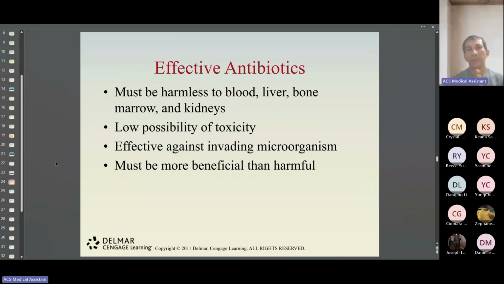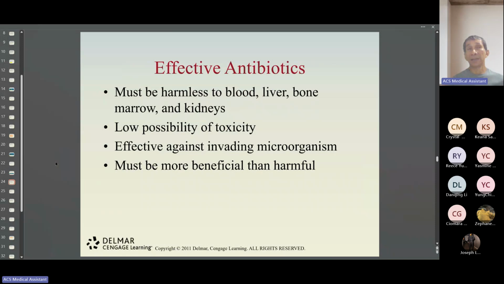Effective antibiotics might be harmless to blood, liver, bone marrow, and kidney. Well, effective means that it works for the microorganism. Unfortunately, this medication also can affect these particular structures because remember, they might be activated by the kidneys, by the liver, but it runs through the blood. So we need to make sure that these antibiotics that we're giving you have a low possibility of toxicity, low levels of toxicity.